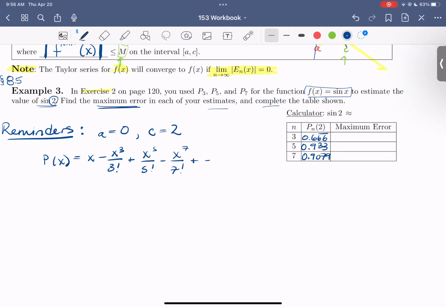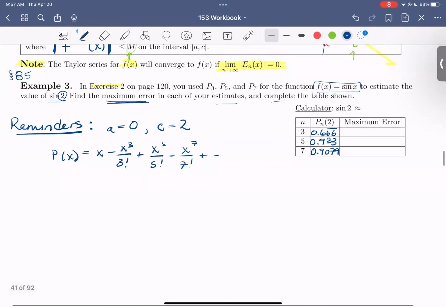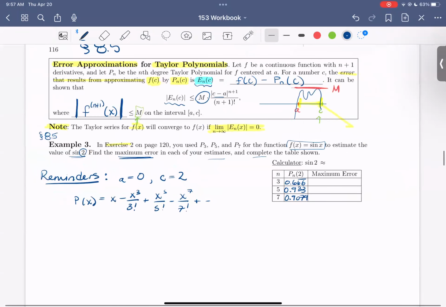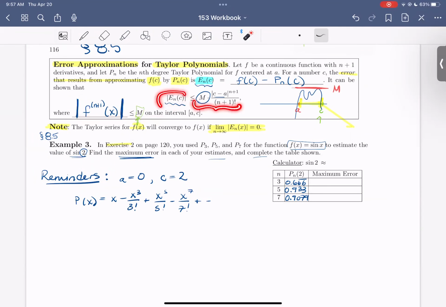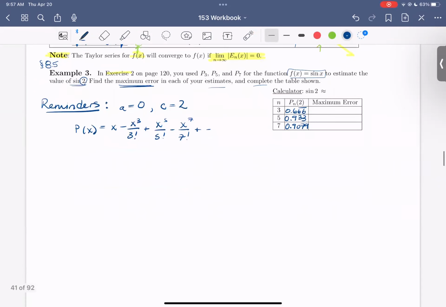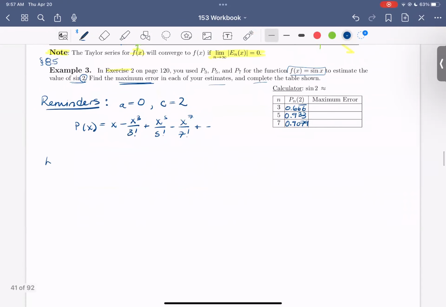All right. So for each of our Taylor polynomials, 3, 5, and 7, we're going to use this error approximation to determine a maximum for the error of each of them. All right, so let's go ahead and write out some things. So we're going to do our error approximations here.